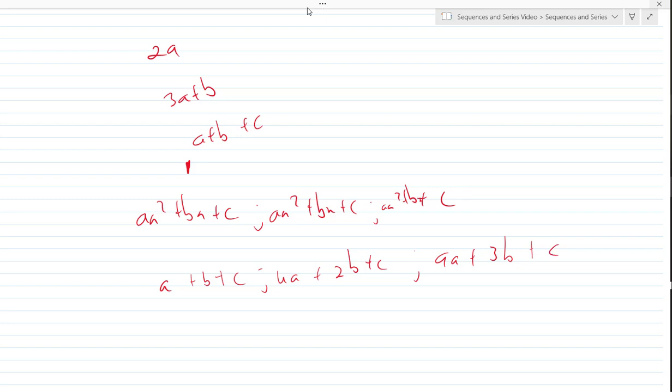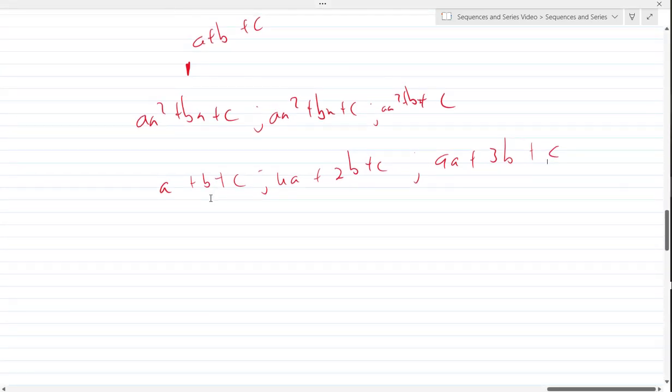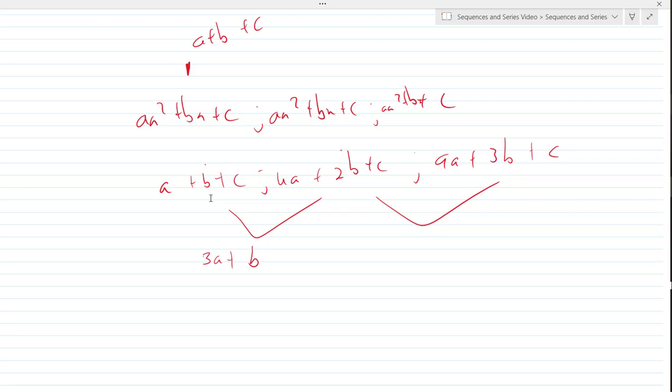Okay, now what if I were to find the first difference? Remember, this is just a quadratic sequence, a very general quadratic sequence. We don't know what a or b or c are. So now we're going to do c minus c, that's going to be no c. That's going to be 2b minus b, that's just b, and then 4a minus a, that's just going to be 3a plus b.